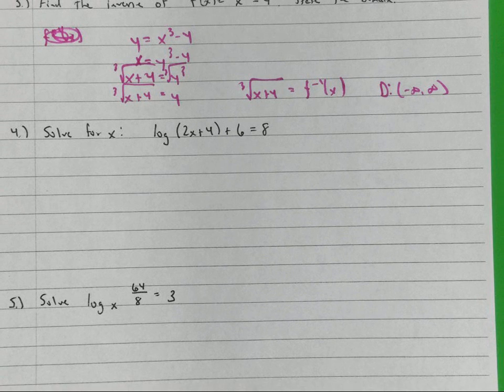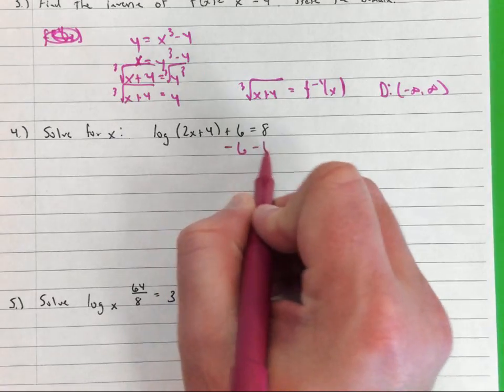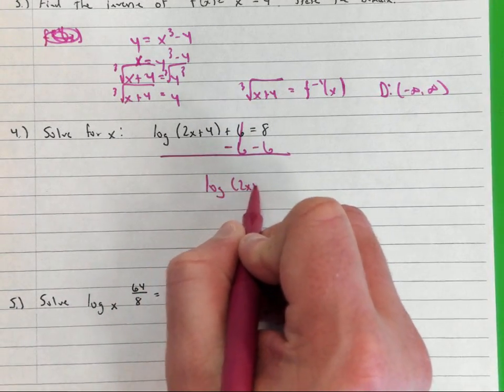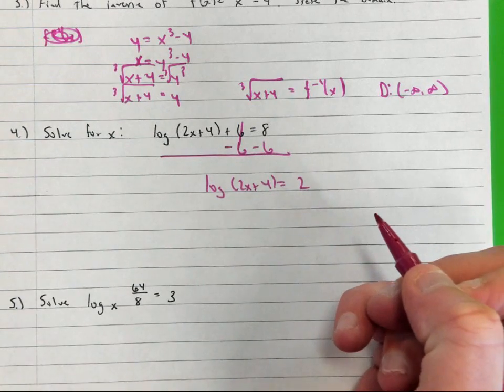Number 4. Logarithmic equation. How many logs do we have in this problem? 1. Is that what we want? Yes, but we need to isolate. What's the first thing I'm going to move over? So log of 2x plus 4 equals 2.